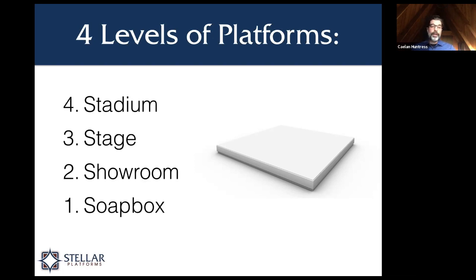strategically. So if you identify with any one of these levels, go ahead and type the word in the chat box and let me know which level you think that your platform is at right now. If you're at a soapbox or a showroom or a stage or a stadium, what level is your platform right now?